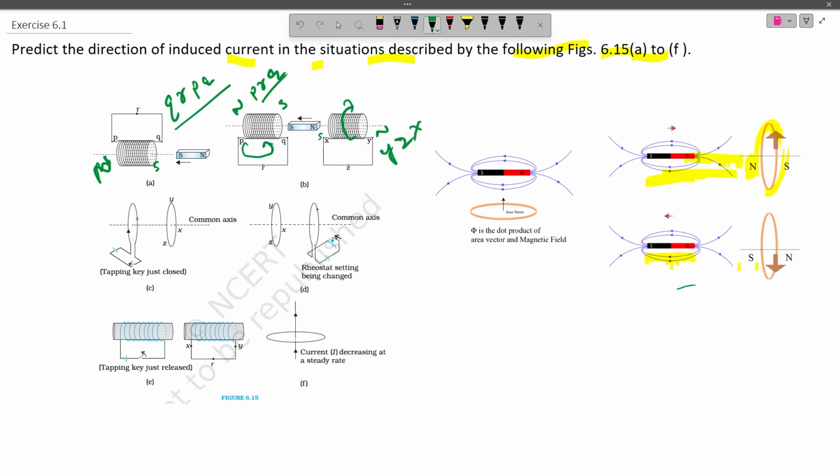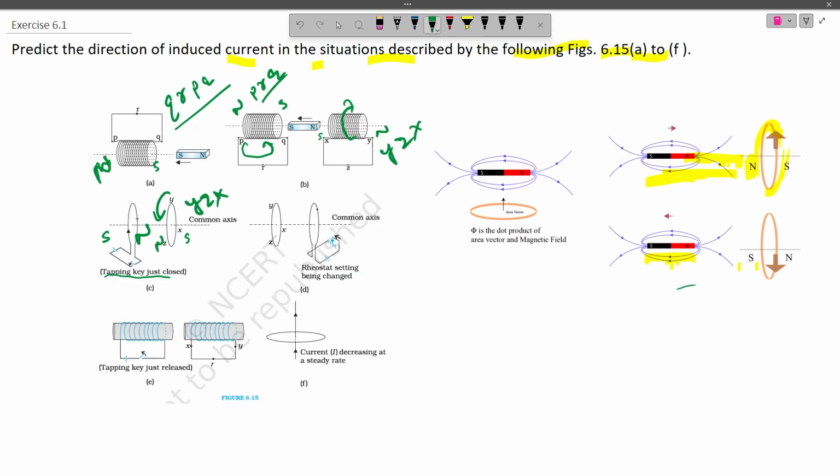In this figure we have the tapping key just closed. If the tapping key just got closed, it means the current started flowing, and the flowing current will create a north pole over here and a south pole over here. So the induced current in this circuit will be such that a north pole gets created over here and a south pole gets created over here. By applying the right hand thumb rule, in order to create a north pole over here, the current should be in this direction, so it should be Y, Z, X.